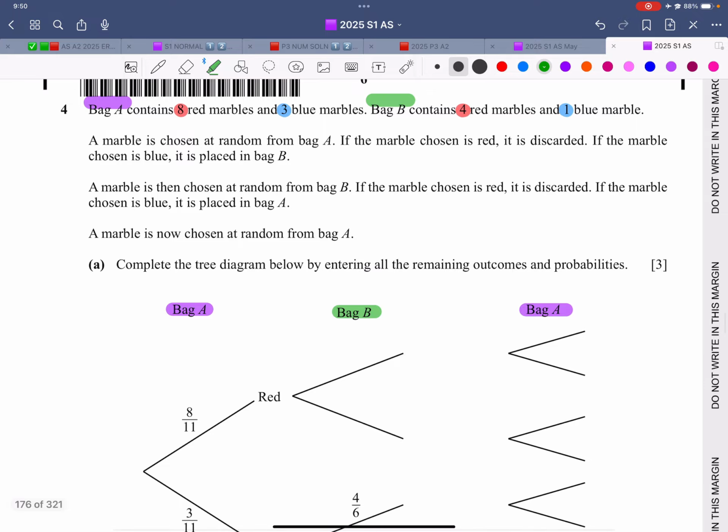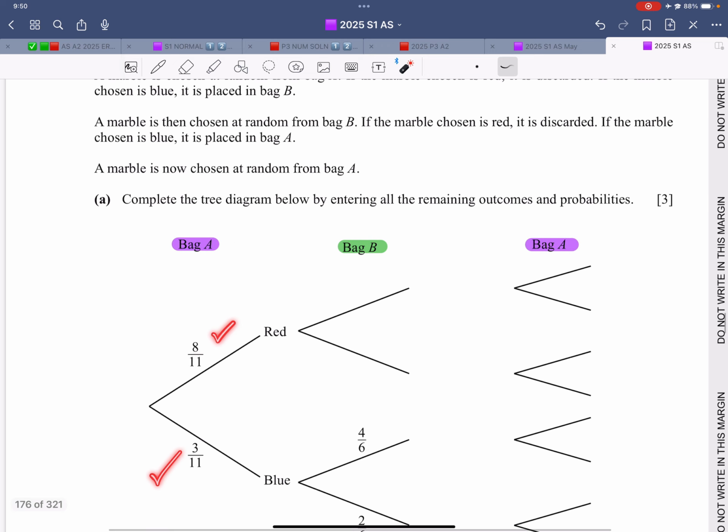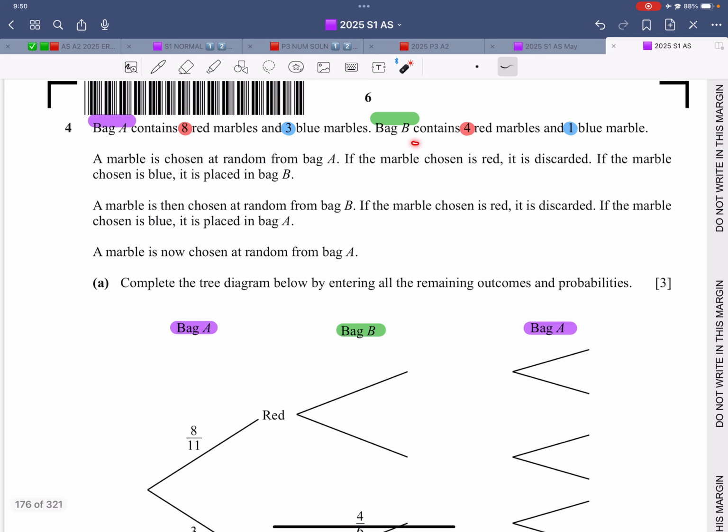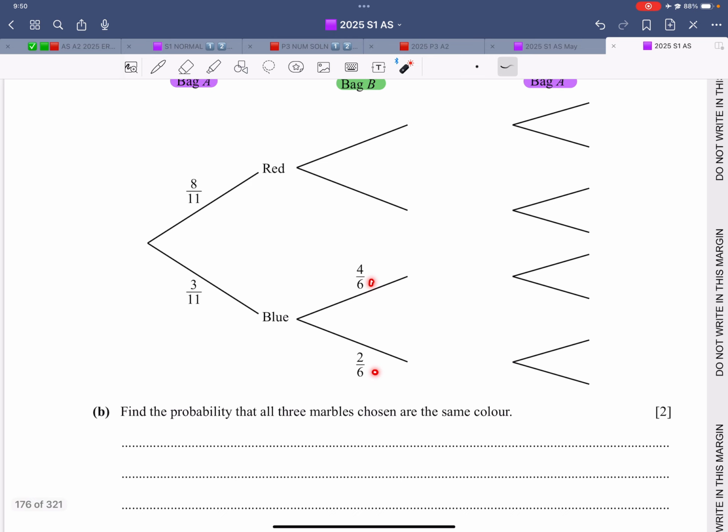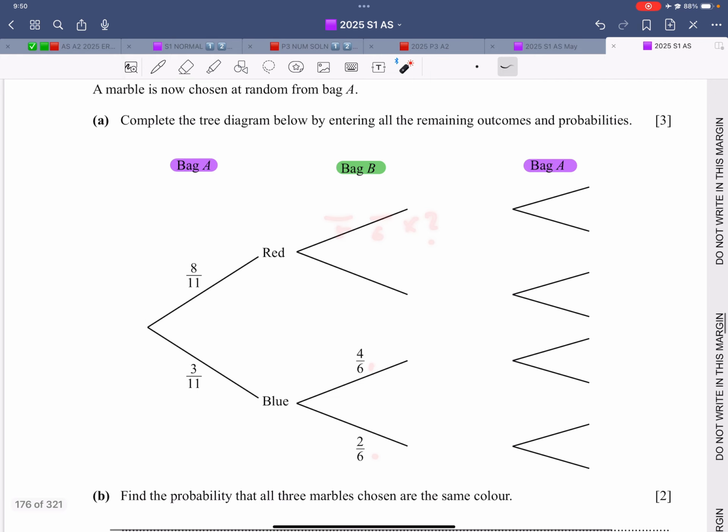Now it says a marble is chosen at random from bag A. So 8 plus 3 is 11. That's 8 over 11, 3 over 11, makes sense. Bag B contains 4 plus 1, that is 5. Now over here when we look, we see a 6 over here. Unsure whether this is 5, whether this is 6, we are not sure.